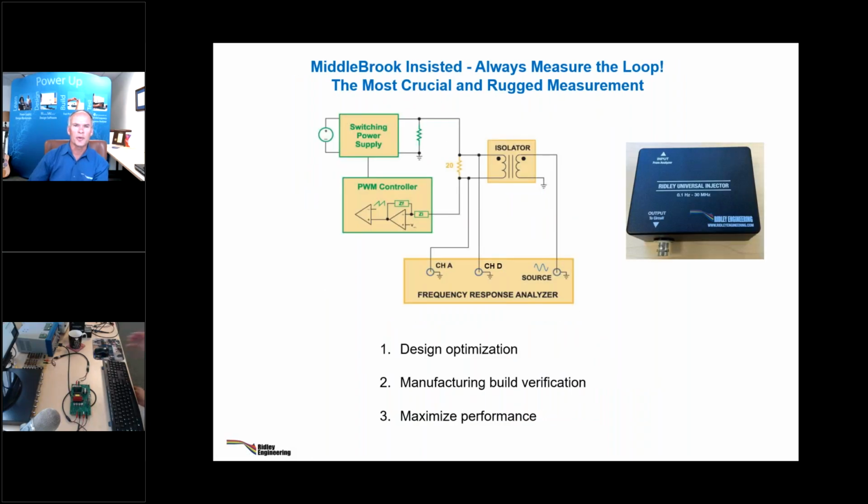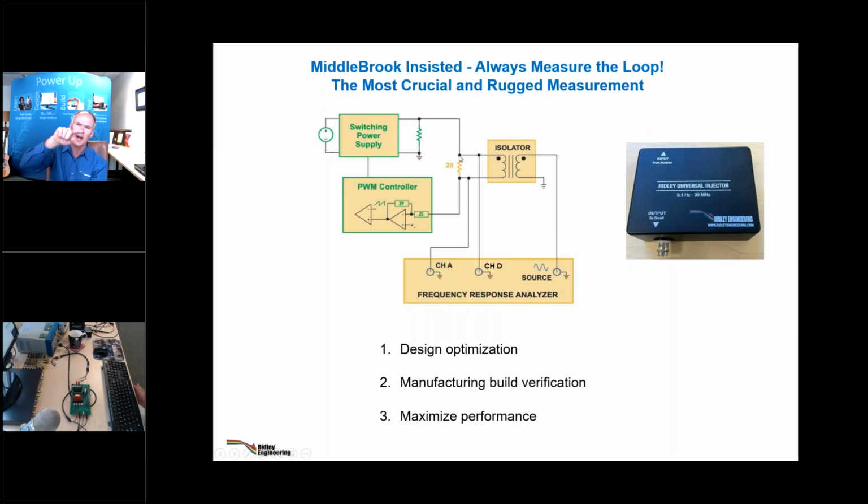So let's start with loop. Middlebrook insisted always measure the loop. It's an integral part of his course. And you have a switching power supply here and a PWM controller here and a loop around it. The technique is to take the signal source, this can be a signal generator or the source from an analyzer, and you isolate it with respect to ground, and you impress it differentially across a resistor here. Now, Middlebrook didn't even use a resistor.